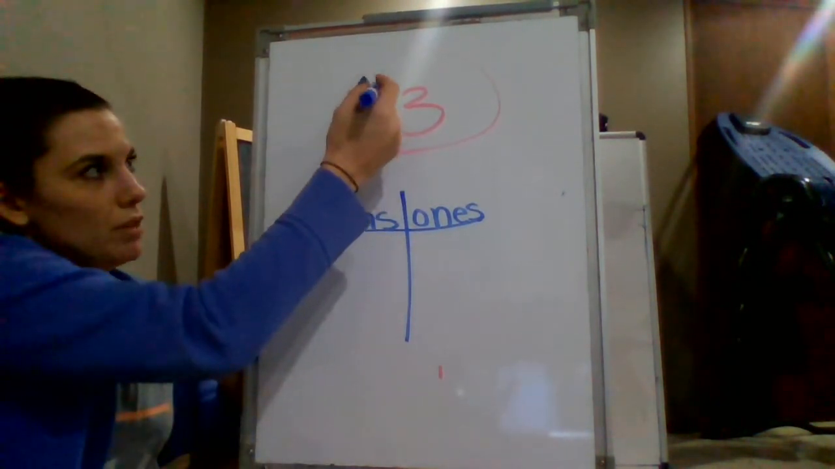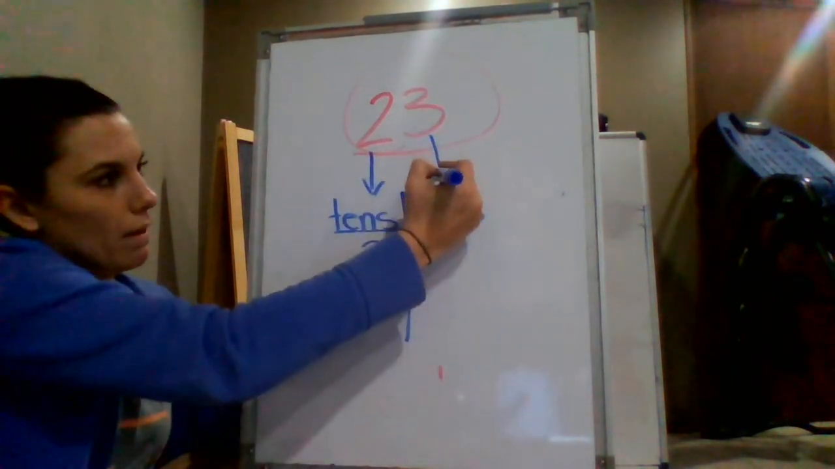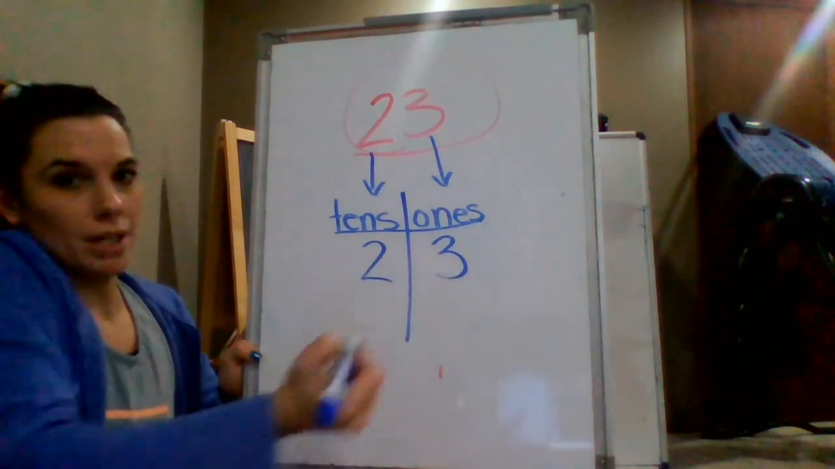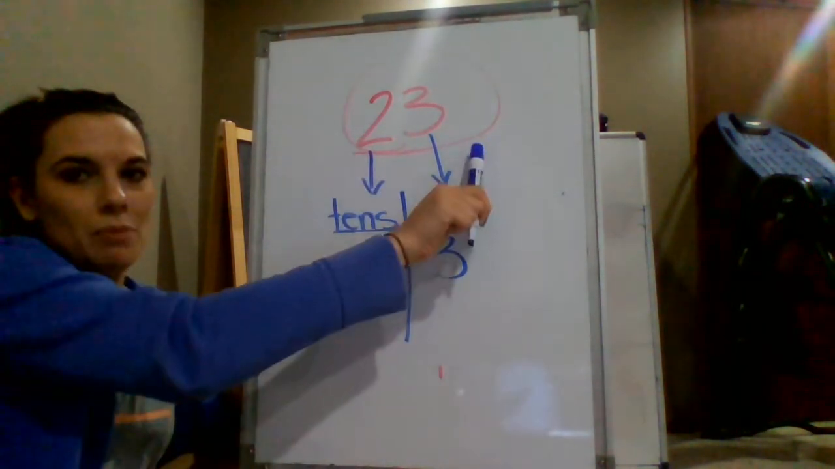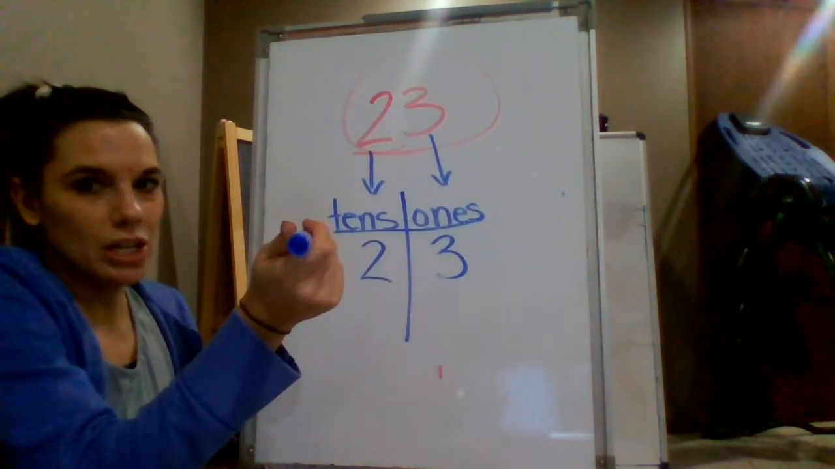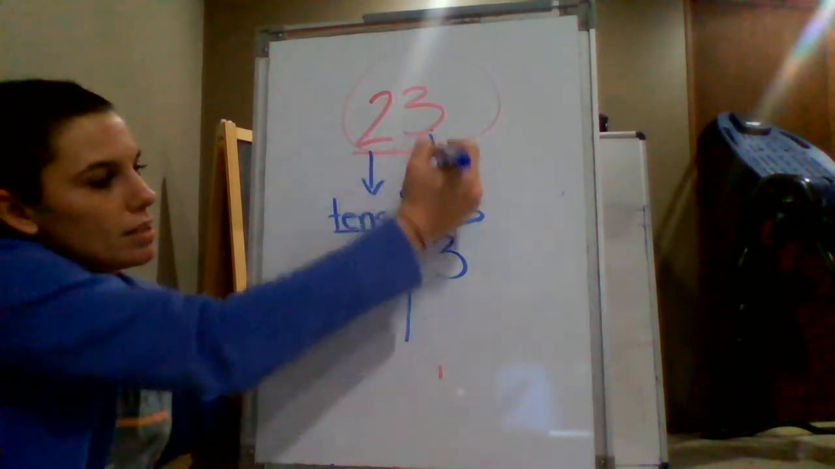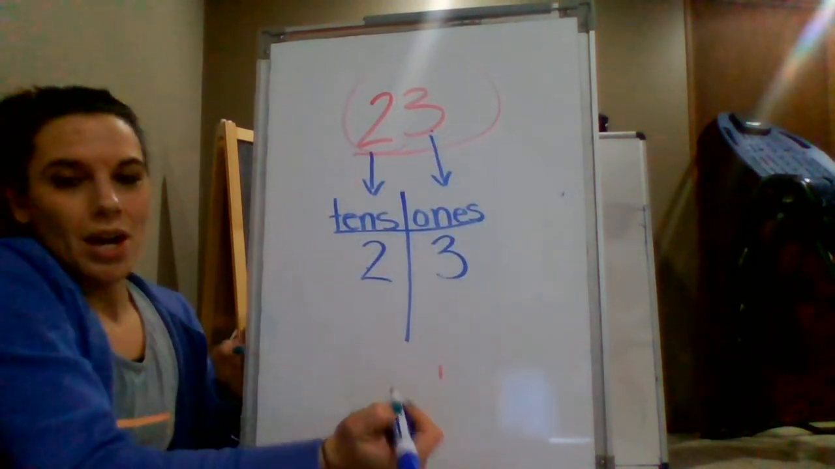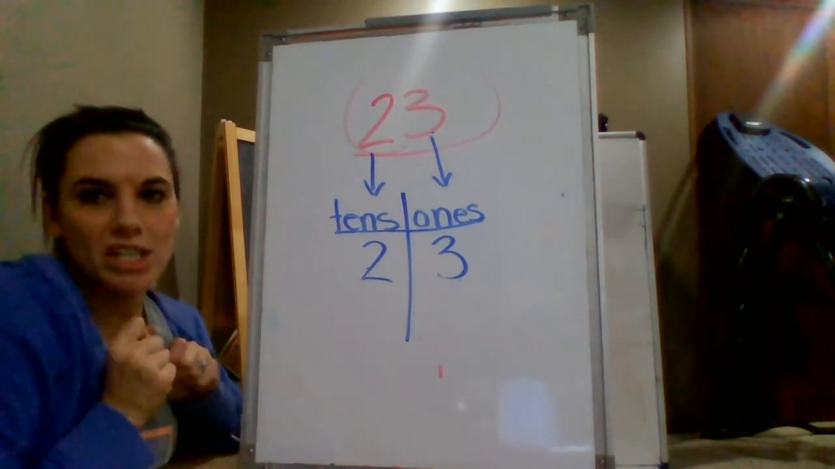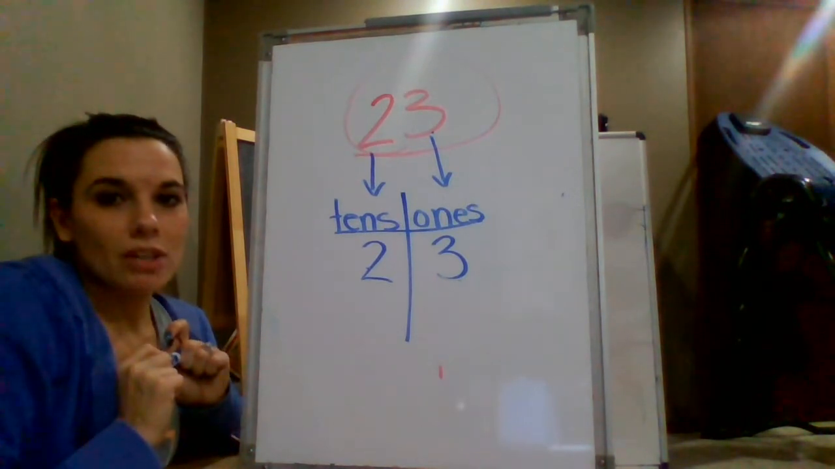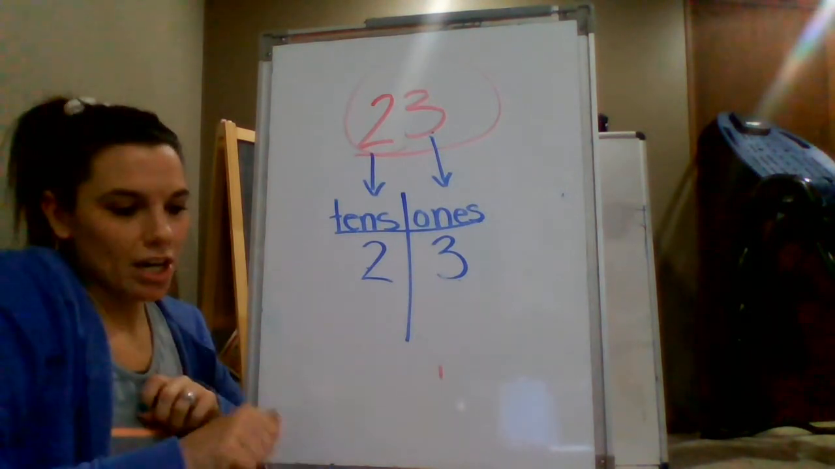So the number 23 has 2 groups of 10 and 3 ones. You see how I figured that out? So if I gave you the number 23 and I said how many groups of 10 are in 23, think of this chart, 2 tens, 3 ones. Okay, so on your assignments today for Seesaw, you're going to be working with 2-digit numbers, and you are going to be finding how many groups of 10s and how many extra ones there are in the number.